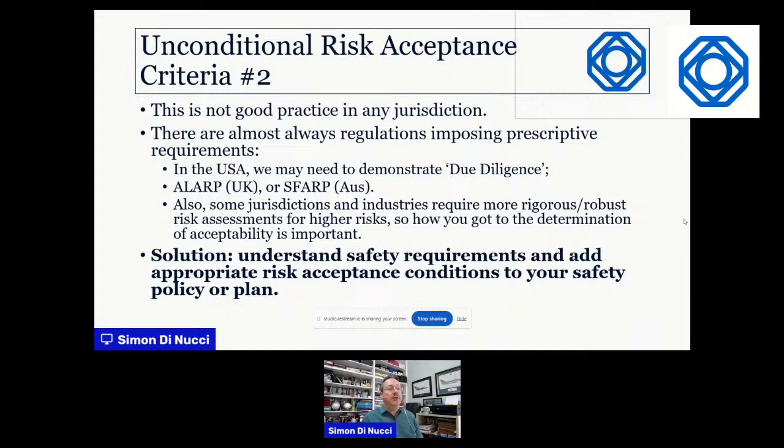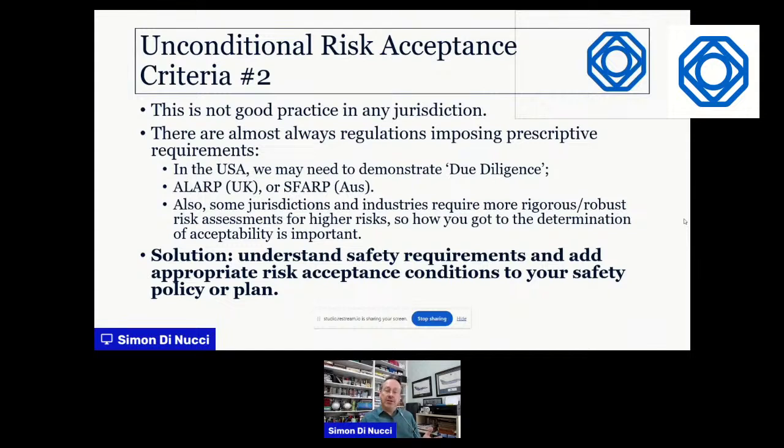In the UK or Australia, we need to show that risk is ALARP or SFAIRP. Otherwise, we're not allowed to expose people to it. So it's as low as is reasonably practicable, or we've eliminated or minimized it so far as is reasonably practicable.